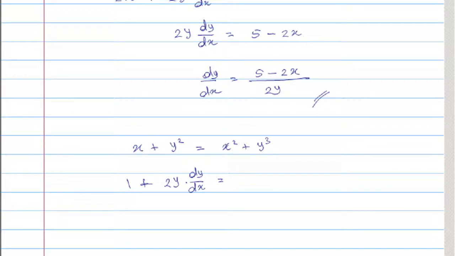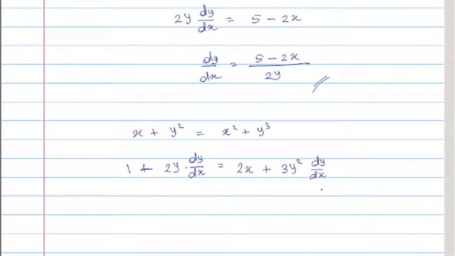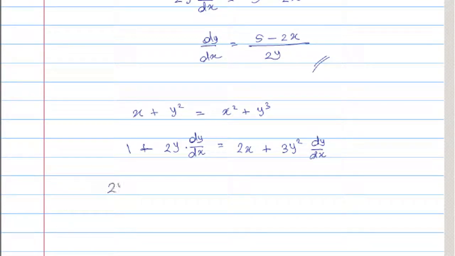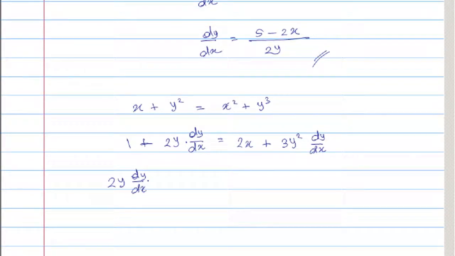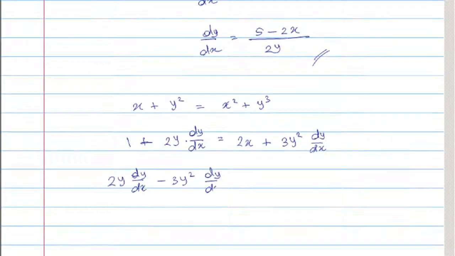Then differentiating the right hand side, the derivative of x squared is 2x, and the derivative of y cubed would be 3y squared. You differentiate it in the normal way, but since this is y, I have to multiply that by a term dy over dx. Once again, if I want to make dy over dx the subject, I bring all the dy over dx terms to the left hand side. So I have 2y dy over dx, and I can bring the other term across to give 3y squared dy over dx. That would be equal to 2x, and bringing the 1 to the other side, 2x minus 1.